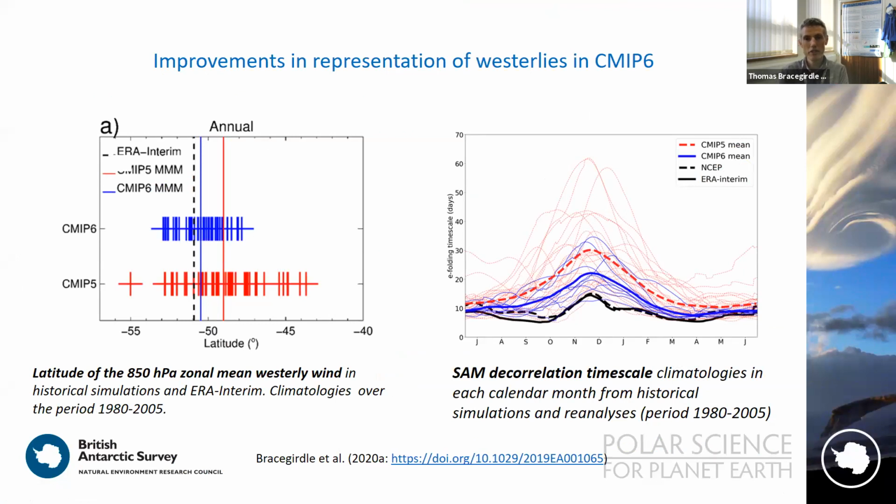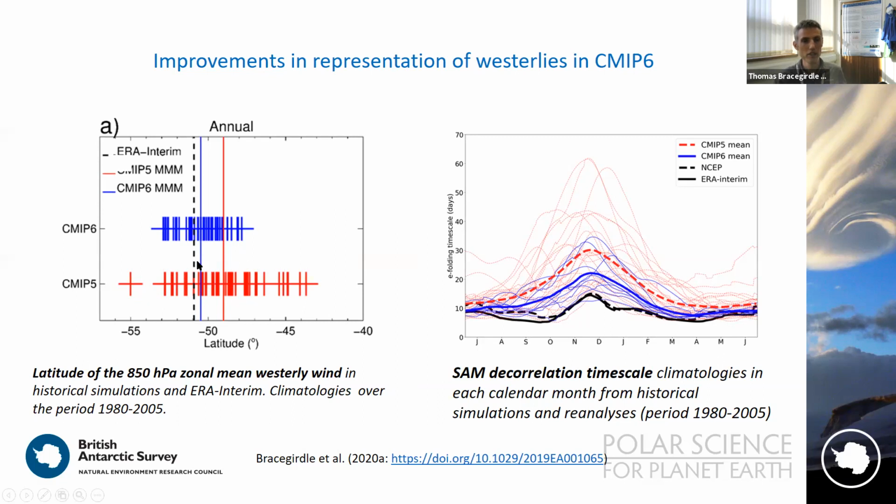So the first main headline result that I'd like to mention is that a major change in the CMIP6 models that we've seen compared to the previous generation CMIP5 is an improvement in one aspect of the representation of the westerlies. These are the near surface westerly winds that blow around Antarctica, which I don't really need to explain to this audience.